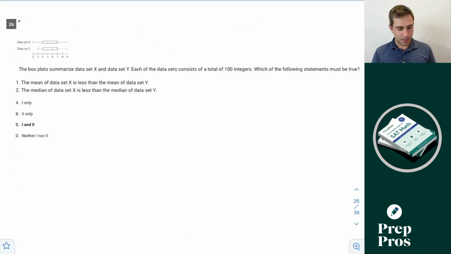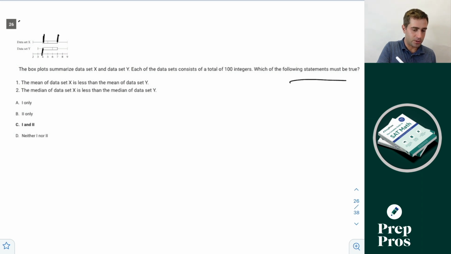All right, the box plots summarize data set X and data set Y. Each of the data sets consists of a total of 100 integers. Which of the following statements must be true? The mean of data set X is less than the mean of data set Y. We cannot tell that for a few reasons. Mainly, this box is representative of the middle 50th percentile of the values. So the majority of our values are falling in the same area.